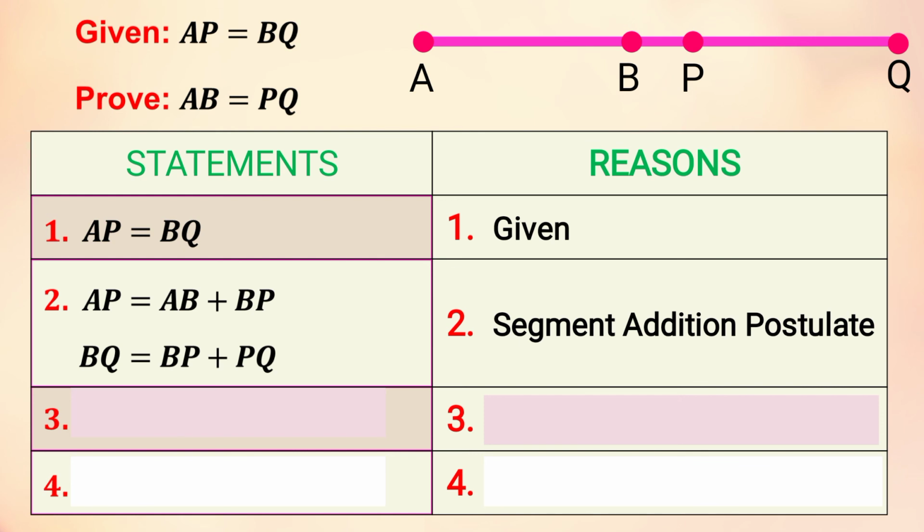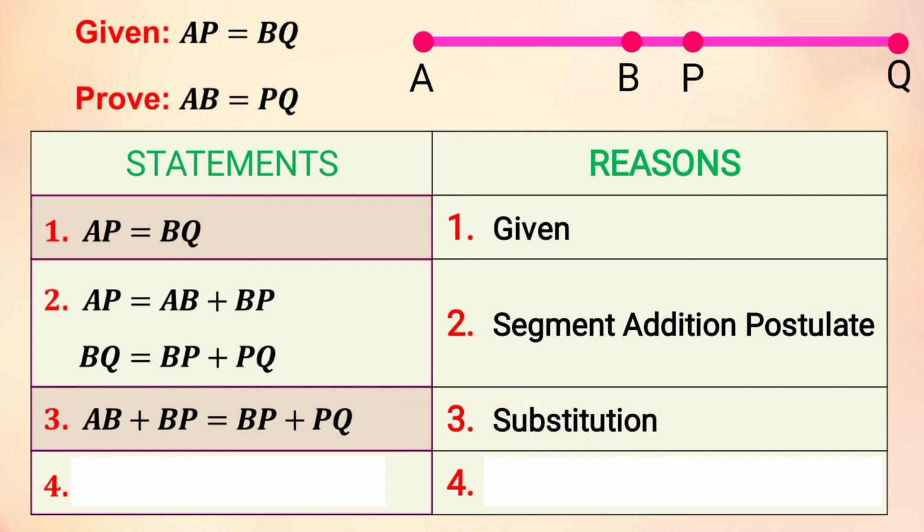And for the third statement, based on the second and first statements, we can conclude that AB plus BP is equal to BP plus PQ by substitution. And lastly, since we're going to prove that AB is equal to PQ, we can have that AB is equal to PQ by subtraction property of equality. So this is how to prove that AB is equal to PQ given AP is equal to BQ using two-column proof.